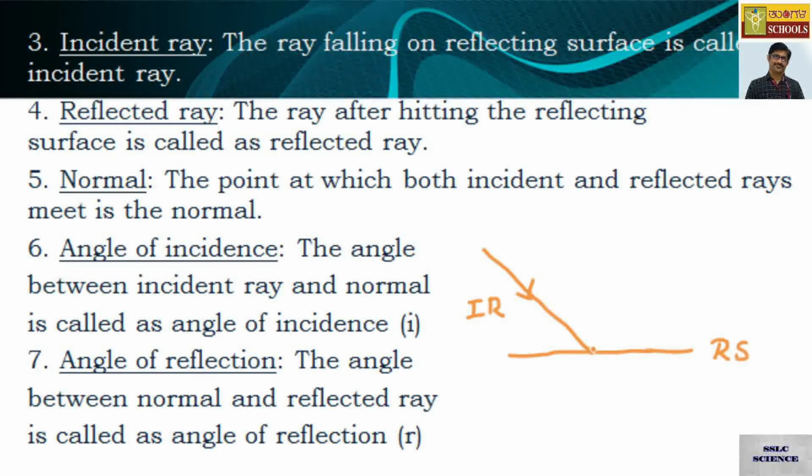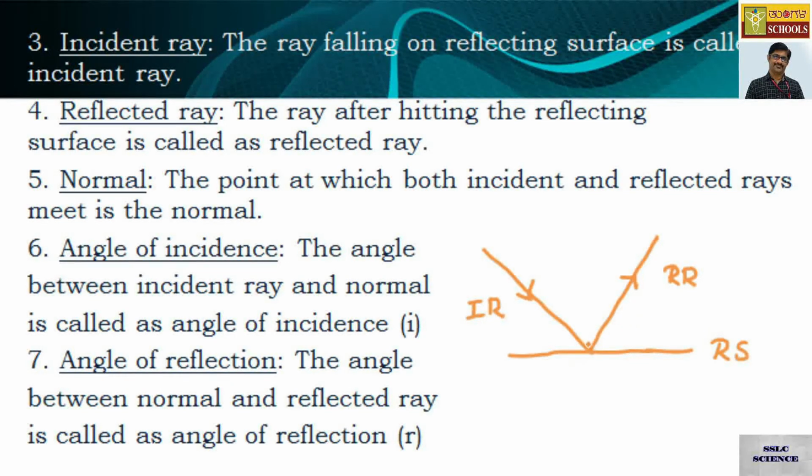And after reflection, this ray of light enters into the same medium. So that is nothing but reflected ray. It is taken as reflected ray. The ray which is moving after hitting the reflecting surface is known as reflected ray.